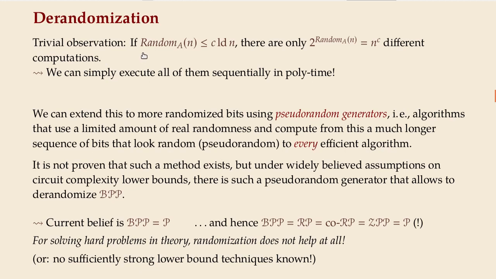We can start with the trivial observation that if an algorithm uses only a logarithmic, so it's essentially O of log n, that's sufficient, right? If an algorithm uses only a logarithmic number of random bits, then the number of different runs that this algorithm has is polynomial. And we could just de-randomize that algorithm by running all of these runs sequentially. So we can simulate this randomized algorithm with a deterministic algorithm, and we only have a polynomial overhead. So that means, in terms of the complexity theoretic distinction, polynomial, superpolynomial, randomization doesn't help as long as you only allow a logarithmic number of random bits.